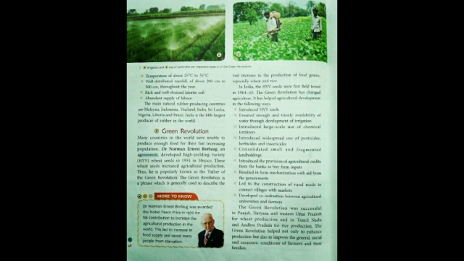The Green Revolution was successful in Punjab, Haryana and Western Uttar Pradesh for wheat production, and in Tamil Nadu and Andhra Pradesh for rice production. The Green Revolution helped not only to enhance production but also to improve the general social and economic conditions of farmers and their families. So it helped them a lot.